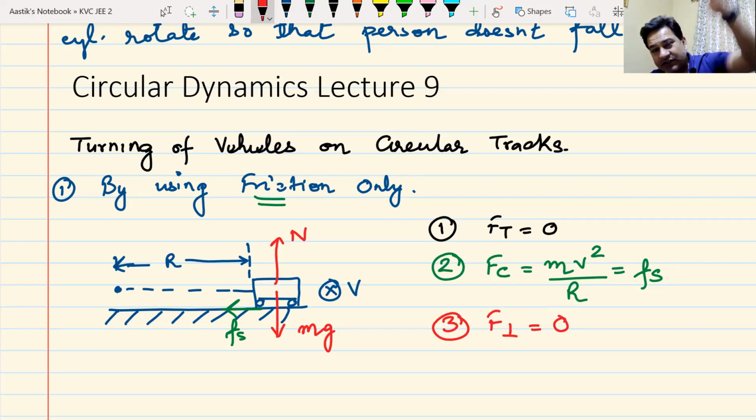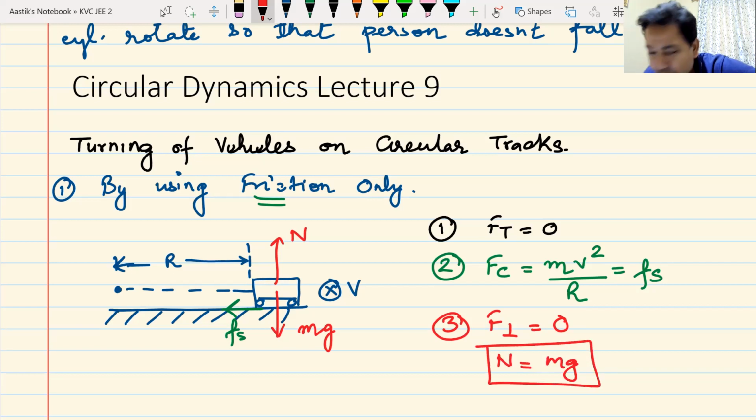There cannot be any motion in the perpendicular direction, and hence the equation is very simply: upward should be equal to downward. What is the equation in the perpendicular direction? N is equal to mg. Simple as that. Beautiful as that. Now we have three equations and we are done with our force dynamics.